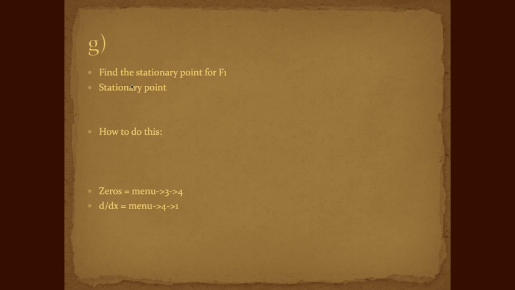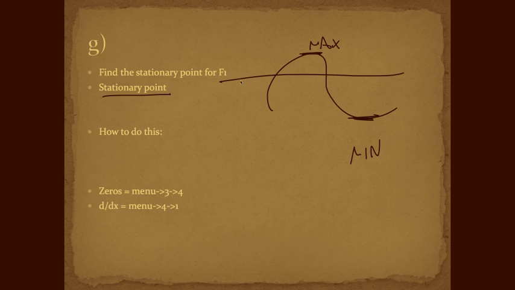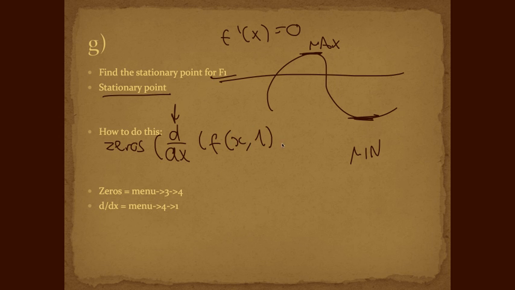Next, question G, find the stationary point for f1. What is the stationary point? Well, you have a graph like that. That's the stationary point, that's a stationary point. That's a max, that's a minimum. So what's a stationary point? It's when f dash of x equals 0. How to do this? We write in zeros, comma, d over dx, which means we just differentiate, of f of x, comma, 1 because it's f1, close brackets, comma, x, close brackets. That's the whole thing you need to write, and the answer is -1.